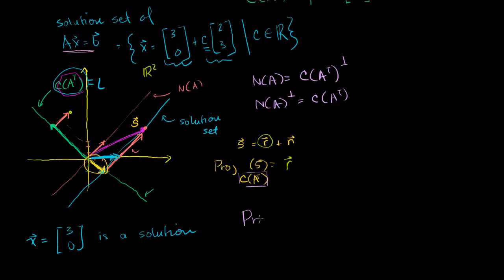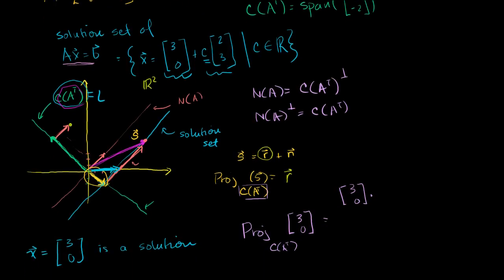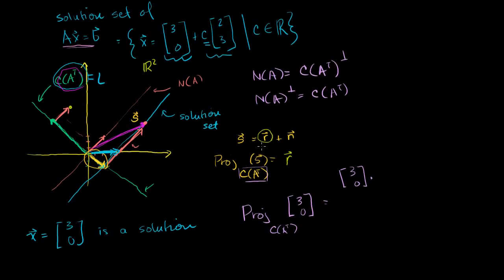So let's do that. So the projection of the vector 3, 0 onto our row space, which is a line, so we can use that formula. It is equal to 3, 0 dot the spanning vector for our row space. That was 3, minus 2. There's a bunch of spanning vectors for your row space. This is just the one we happen to pick. So dot 3, minus 2, all over the spanning vector dotted with itself, 3, minus 2 dot 3, minus 2.